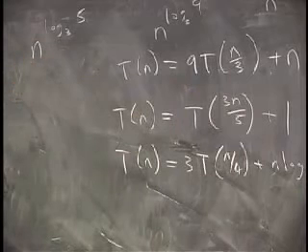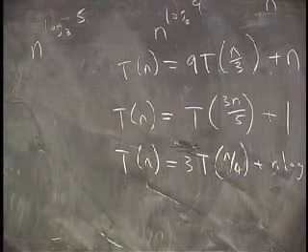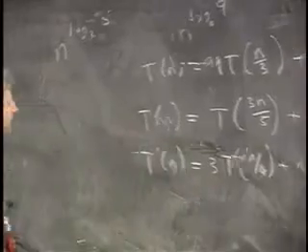Not every complexity is just a loop in a loop, so that it's n or n squared or n cubed. You get it from here. It's 1.6 something.